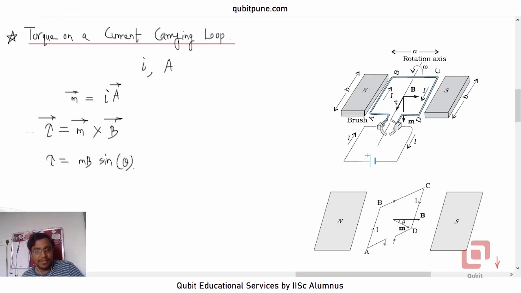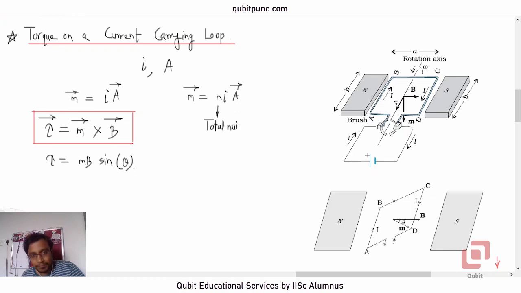So never ever forget this formula. We will also see this formula in the next chapter's revision, but please never forget this. And if your loop has multiple turns, then m bar becomes NIA, wherein N is the total number of turns. Clear? So in this figure, that m bar shown here in bold face is actually perpendicular to the plane of ABCD, and b bar is from N to S.